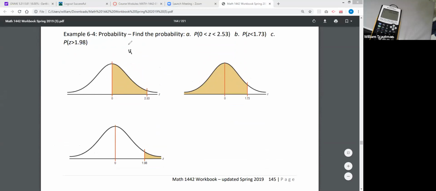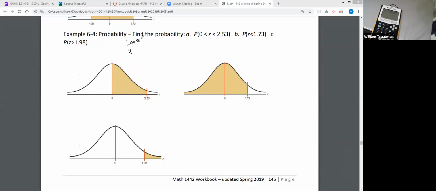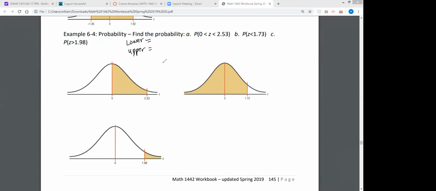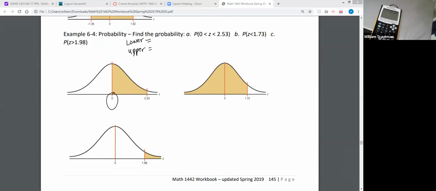I just want to know what my lower is going to be, the left side, and my upper. What's my lower going to be for this one? It will be 0. Yeah, it's the same number that's there. It's going to be 0, and my upper is going to be 2.53.